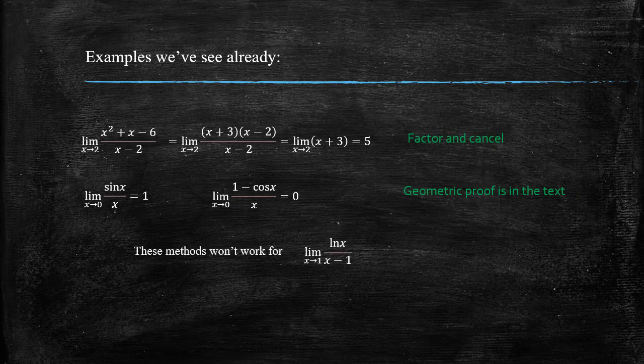Okay, so those two methods, using some kind of geometric proof or factoring and canceling, won't work for the problem that we're looking at. The limit as x goes to 1 of ln of x divided by x minus 1.